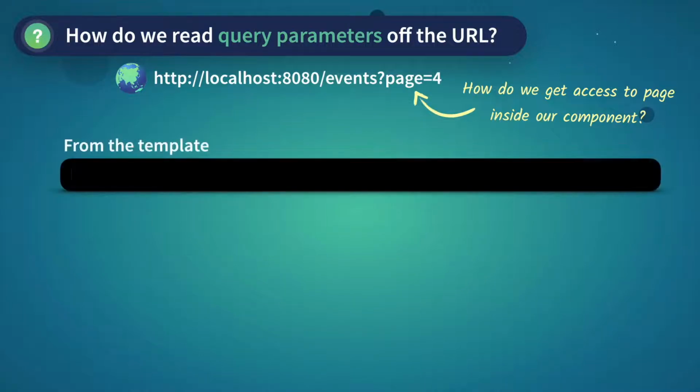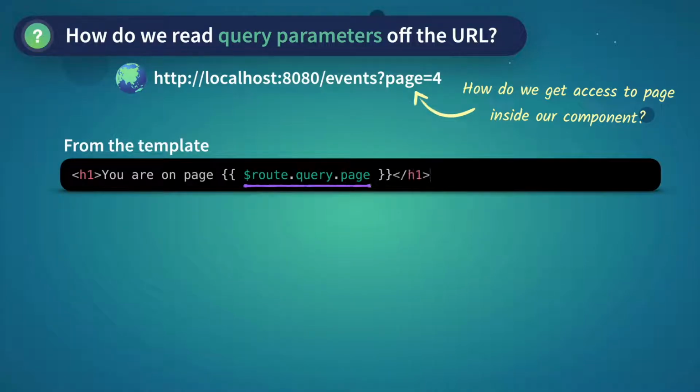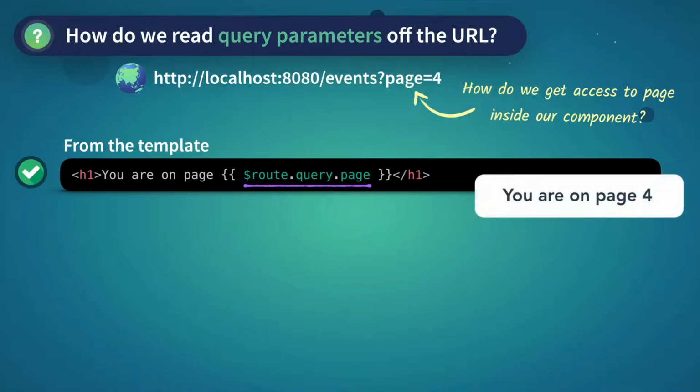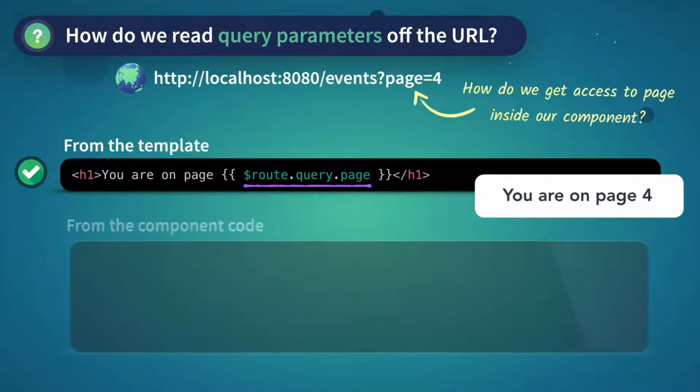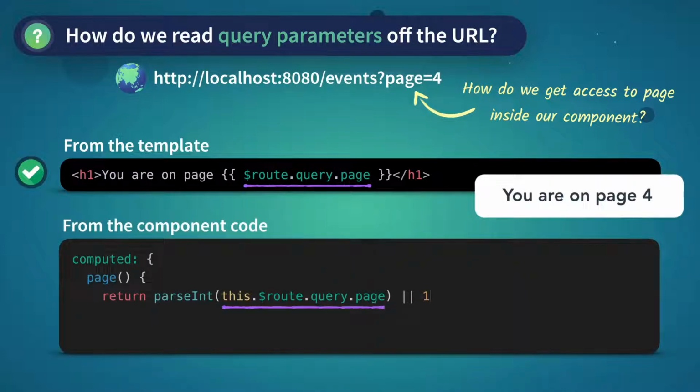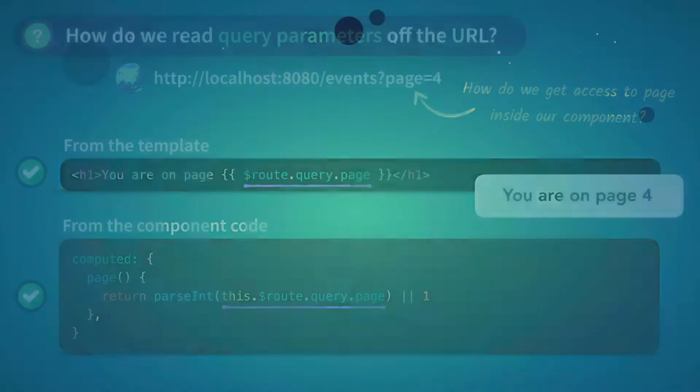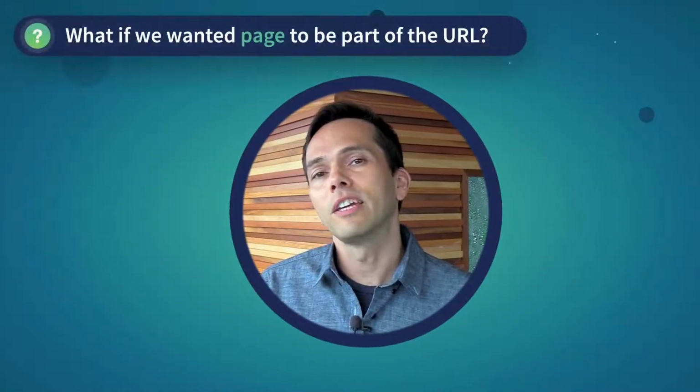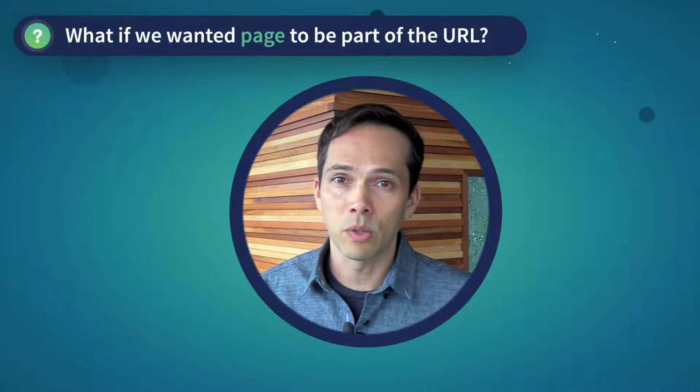Well, from the template, we can simply write out $route.query.page. This will print out you are on page 4. If we're inside a component, we can write this.$route.query.page. Pretty simple. What if we wanted our application to use page as part of the URL?